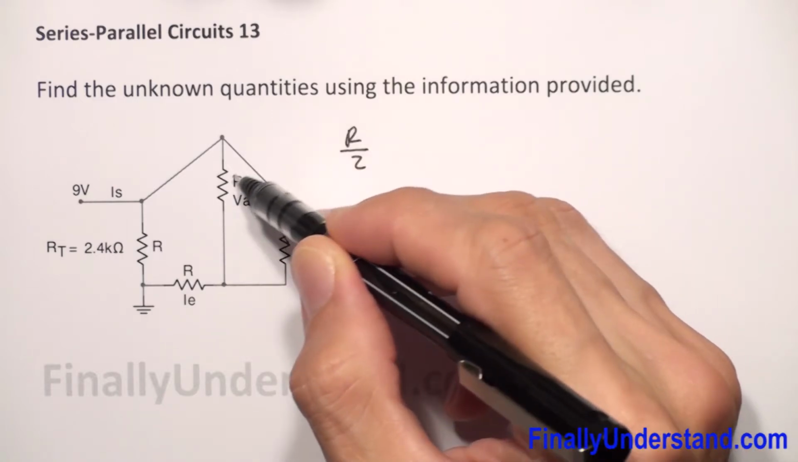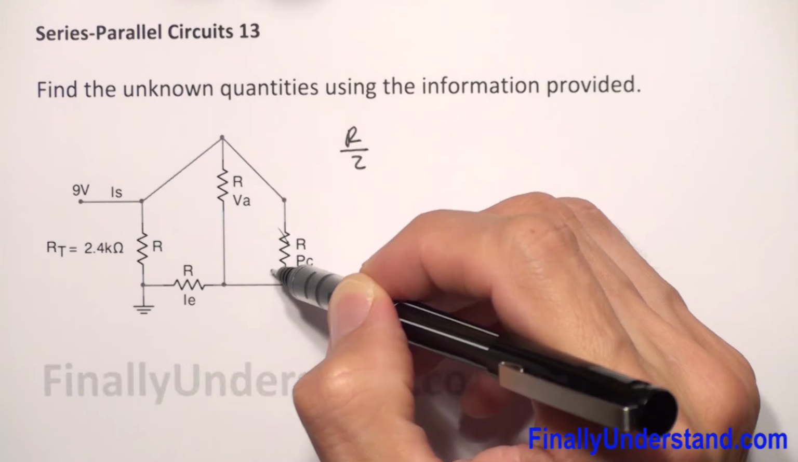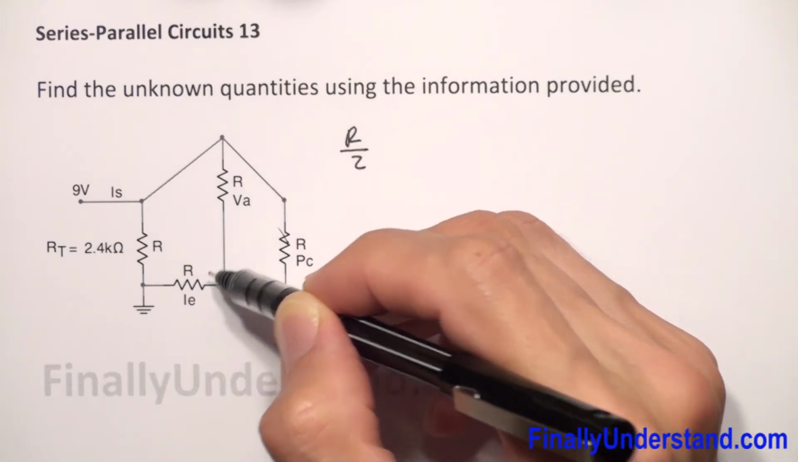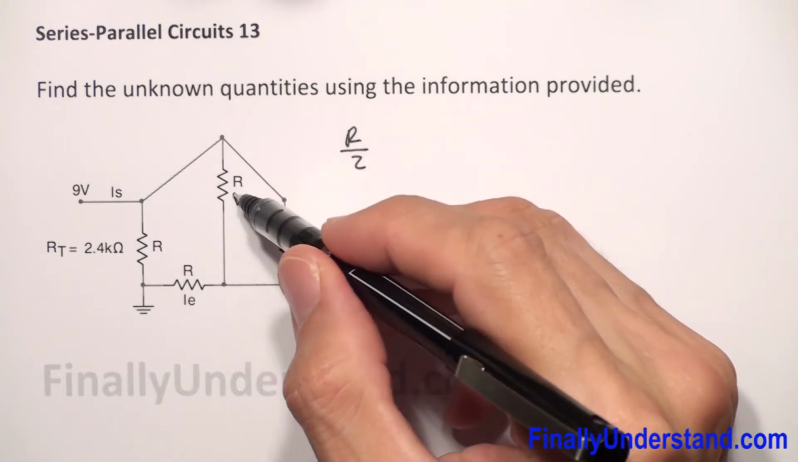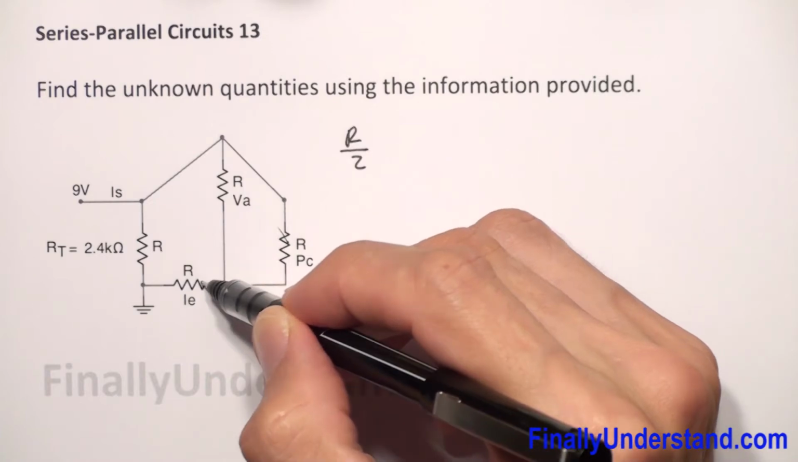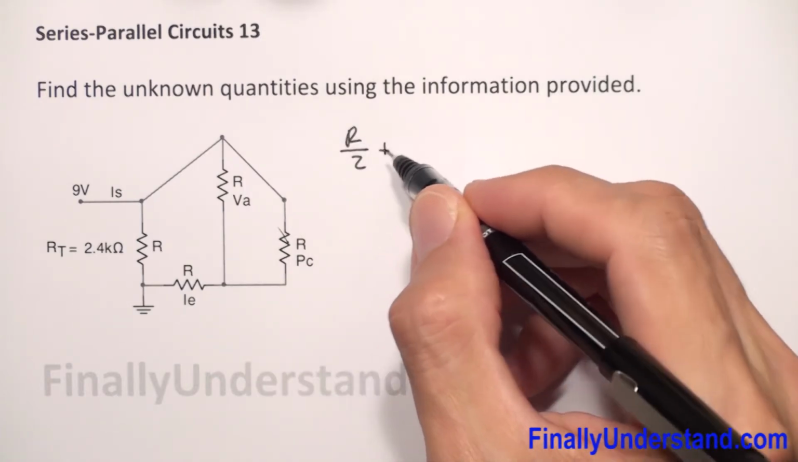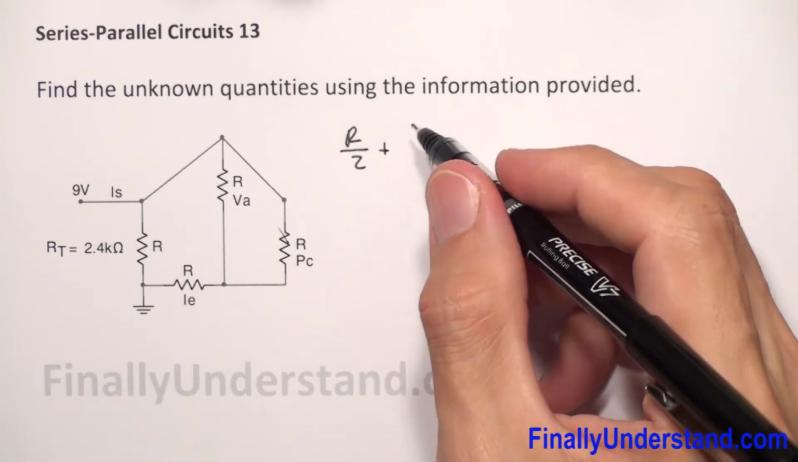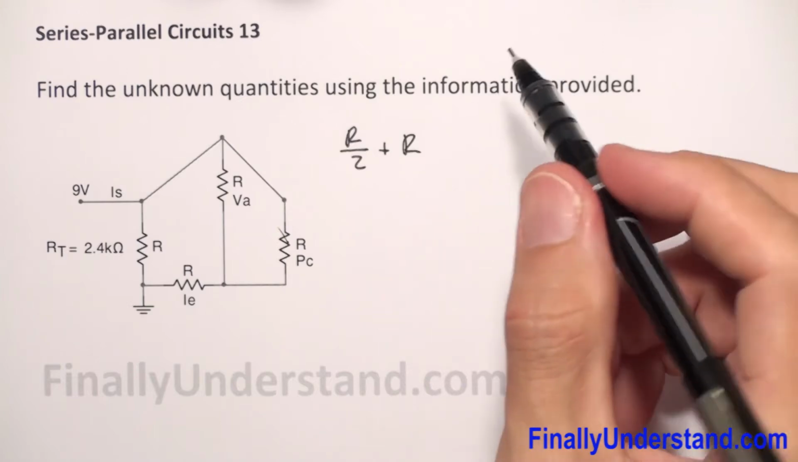These two resistors, the equivalent resistance, is connected in series with this resistor. See that we have a node over here, so it makes these two resistors connect in parallel and in series with this one. That's why I'm going to simply write over here plus R, right? Plus R.